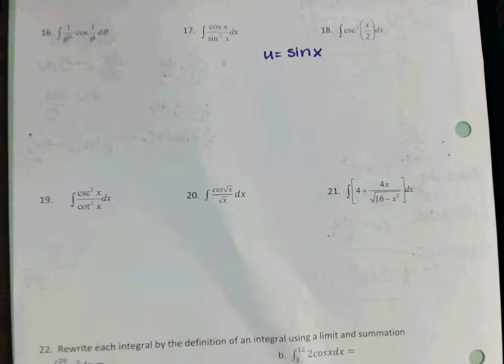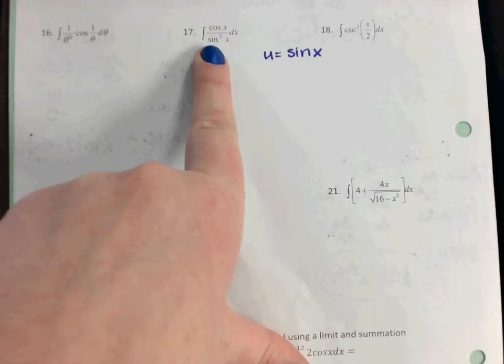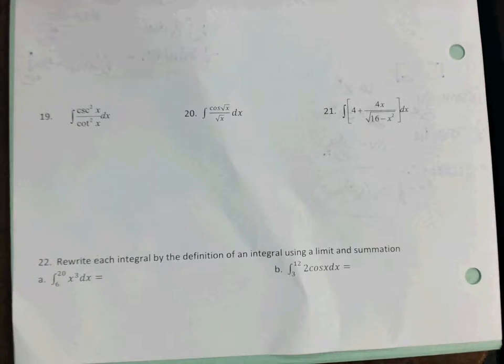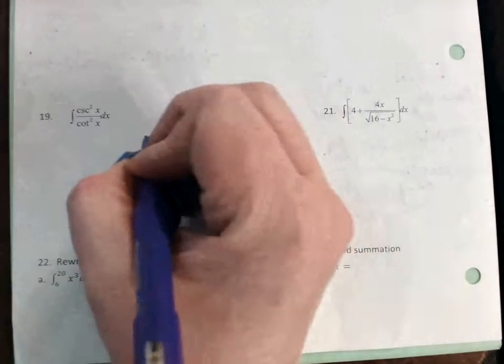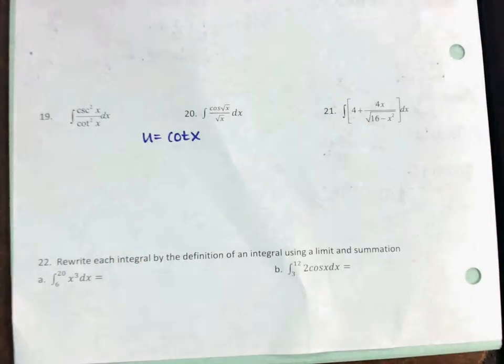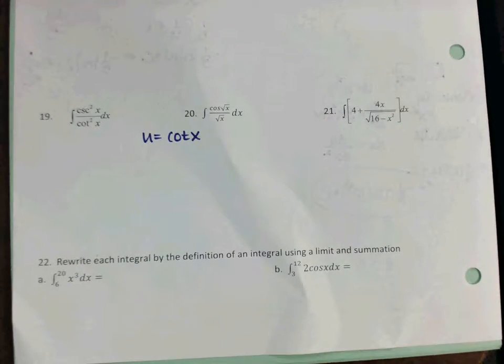Okay, so we're going to do 19. Now, given what we just picked on 17, what do you guess you should pick on 19? Okay, cotan, very good. So u equals cotan x. Now, should I pick the squared? No. Okay, ready? I'm going to put my rules sheet up here.